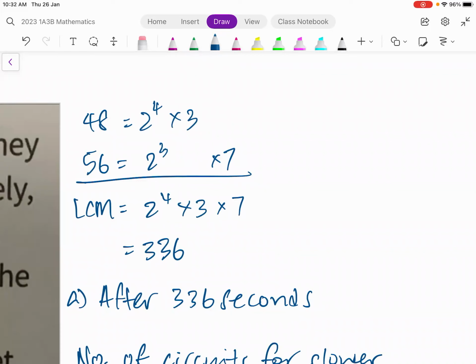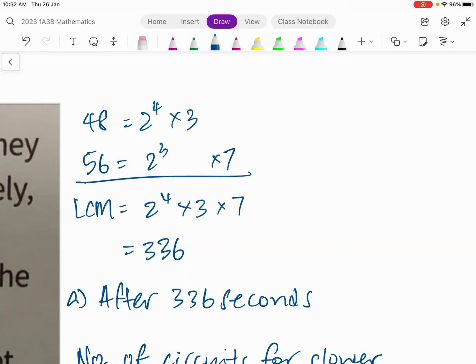The next part asks for the number of circuits that each of the drones completed. Yeah, so we just divide. Or I encourage you to compare the 2 index notation and try and find the difference so that you don't actually have to do a division. That also trains you for your mental sums, trains you in your thinking skills.